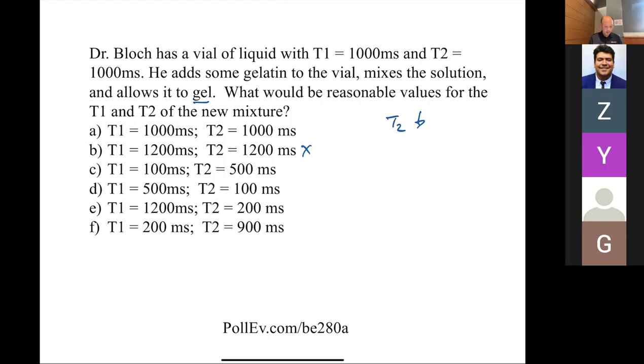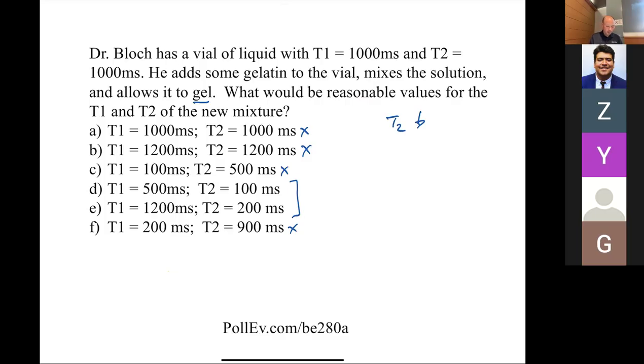Okay. The other thing we can rule out is we know that T2 always has to be less than or equal to T1. Okay. So we can rule this one out, right? And we can rule this one out too, right? Okay. So now we know T2 doesn't stay the same, so we can rule this one out, right? So now we're just left with these two guys, right? So for both of those, T2 went down. So, okay, that seems reasonable.